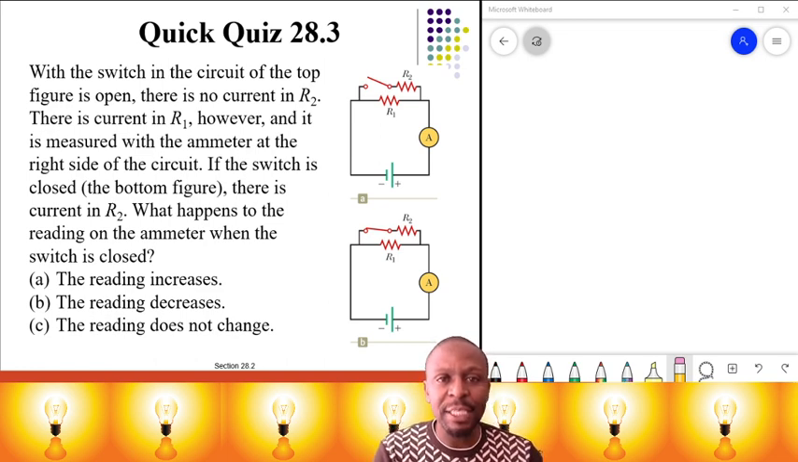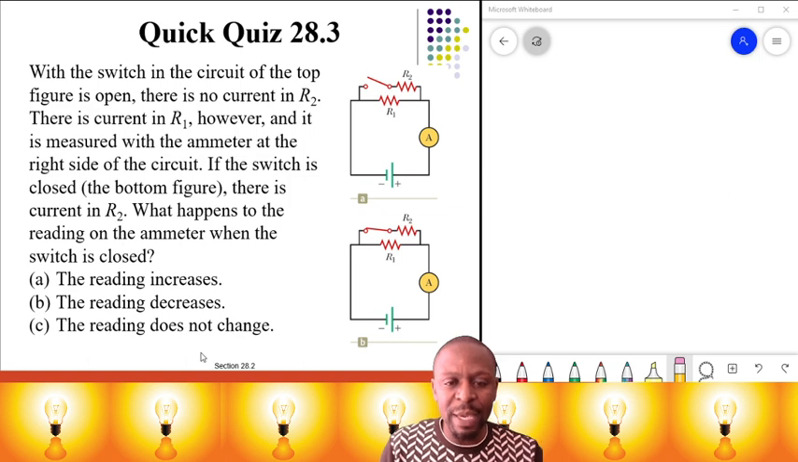Right. Now let us also do the following quick quiz. With the switch in the circuit of the top figure open, there is no current in R2, there is a current in R1, and it is measured with the ammeter at the right side of the circuit. If the switch is closed, the bottom figure, there is a current in R2. What happens to the reading on the ammeter when the switch is closed? Now the question is just asking what happens to the current.